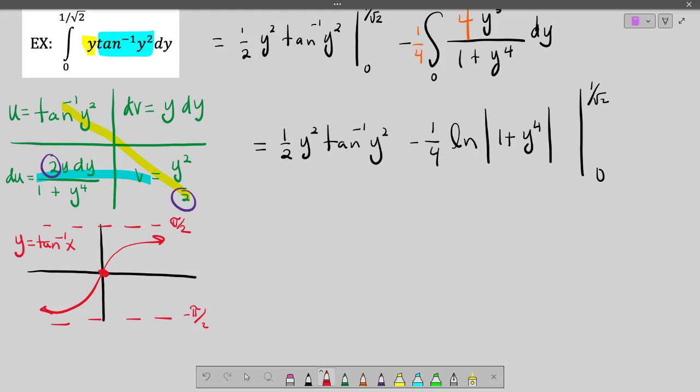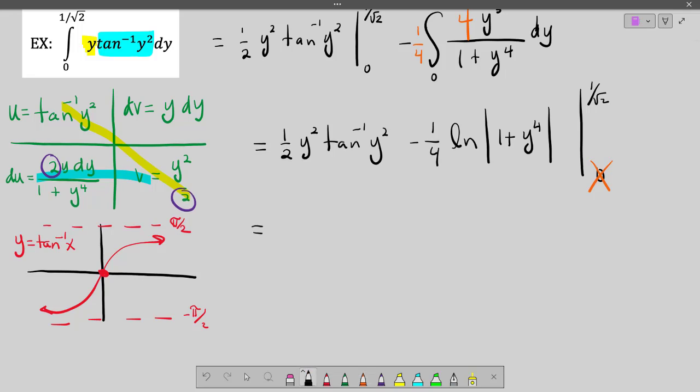So we've discovered that plugging in 0 here gives 0. What do we get over here when we plug in 0? Natural log of 1, which is 0. 0 also. Everyone agree? So 0 is not going to contribute anything, so we just have to focus on that upper limit.